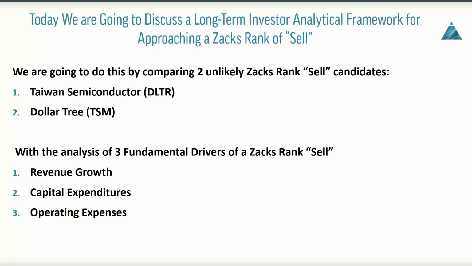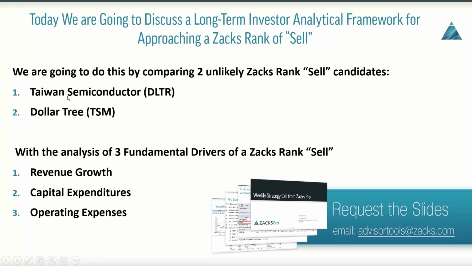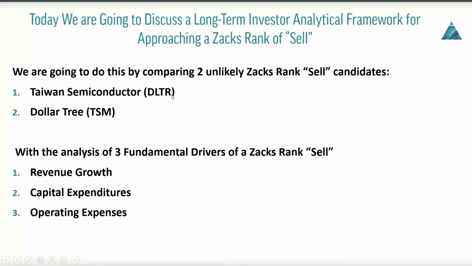We're going to do this by comparing 2 of the most unlikely candidates. Something I love to do is take companies that absolutely have nothing to do with one another and draw conclusions and comparisons. And that's what we're going to do today. Taiwan Semiconductor and Dollar Tree, and I apologize, but it looks like I have their ticker symbols jumbled up here on the screen. So forgive me. If you do request the slide deck, I will fix this. Taiwan Semiconductor's ticker is TSM. Dollar Tree is DLTR. That will be fixed.